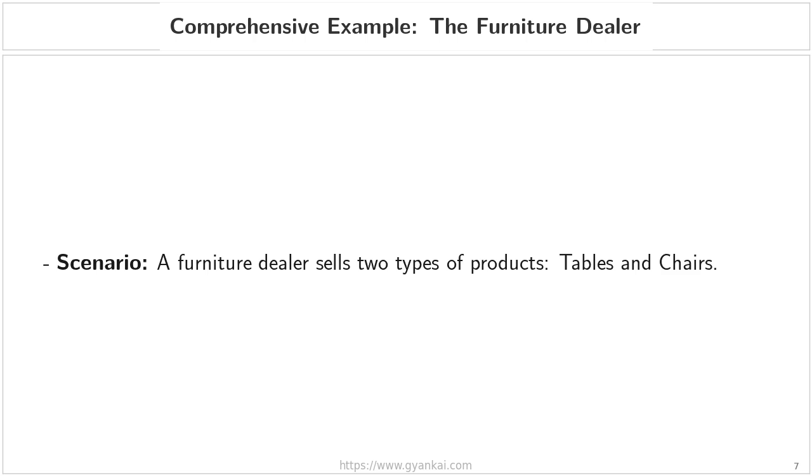Comprehensive example: the furniture dealer. Now that we have understood the 4-step theory of formulation, let's put everything we've learned into practice with a comprehensive example. Please look at slide 7. Imagine we are acting as consultants for a furniture dealer. This dealer stocks 2 specific products, tables and chairs. To build our mathematical model, we need to carefully extract the data from this scenario.